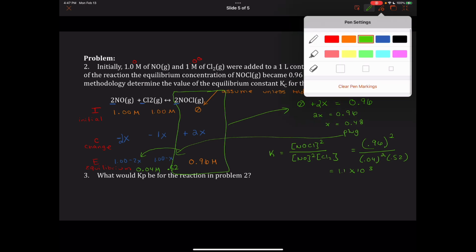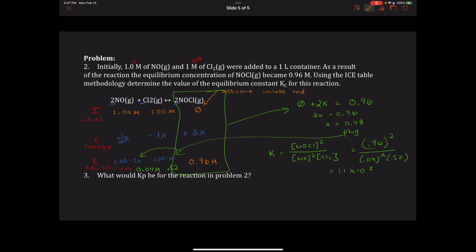Now, if we were to ask to calculate Kp, we're going to use our Kp equals Kc times RT to the delta n. So I'm going to plug in my Kc of 1.1 times 10 to the third times R, 0.0821, times my temperature. We were told a temperature on our worksheet of 25 degrees Celsius, which is 298 Kelvin. And then my delta n is going to be -1.